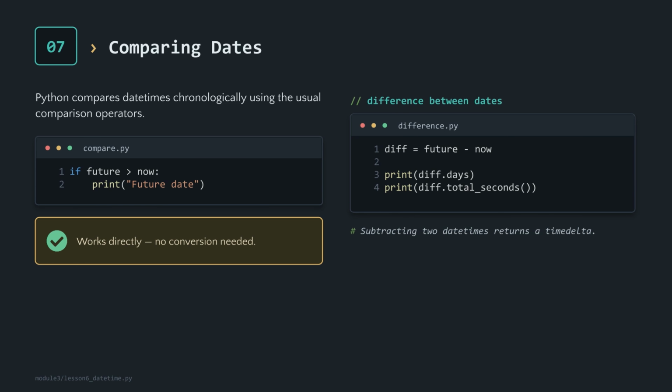Good news: comparing dates is refreshingly simple. Python compares datetimes chronologically using the regular comparison operators you already know. On the left, we just check if future is greater than now and print a message, no special conversion needed. And on the right, if you subtract 2 datetimes, you get back a timedelta, so you can ask for its days or its total_seconds. Subtraction between datetimes always yields that duration object.